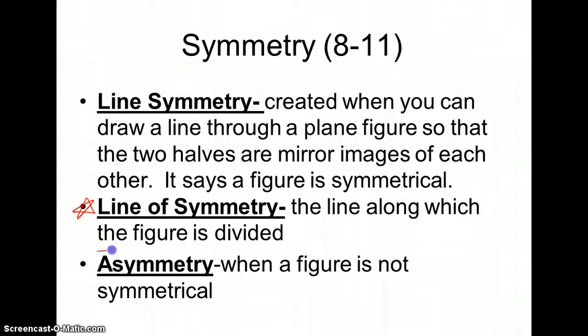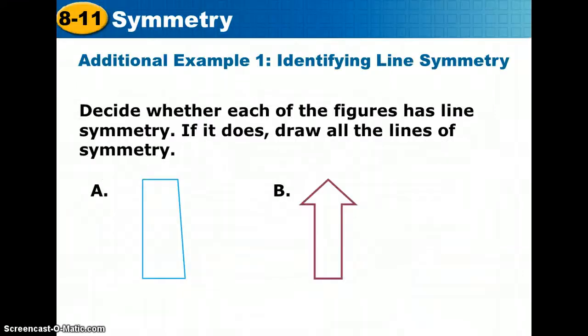And then asymmetry. When we add a to the beginning of a word, it will mean not. So if there's asymmetry, the figure is not symmetrical. So let's decide whether each of the figures has a line symmetry. If it does, draw all those lines of symmetry.